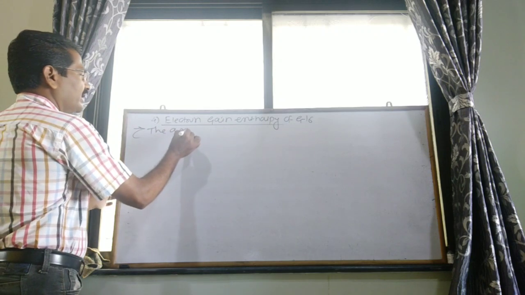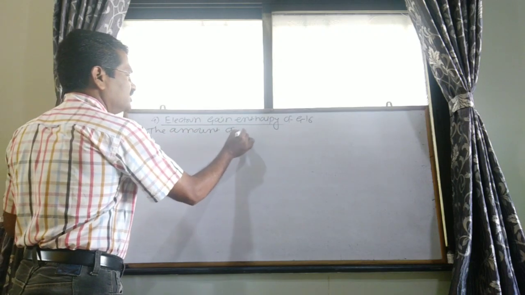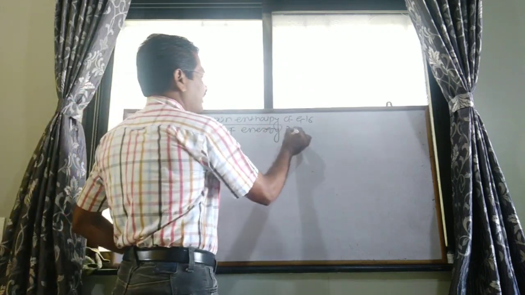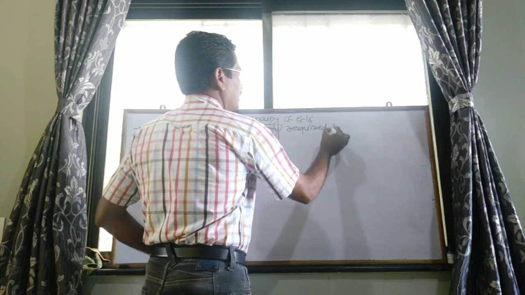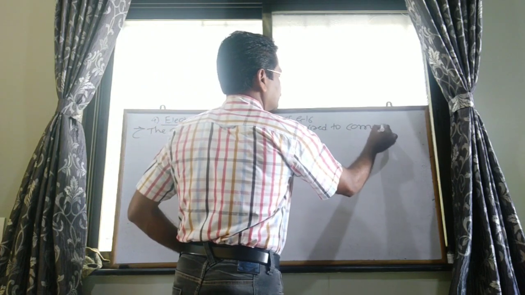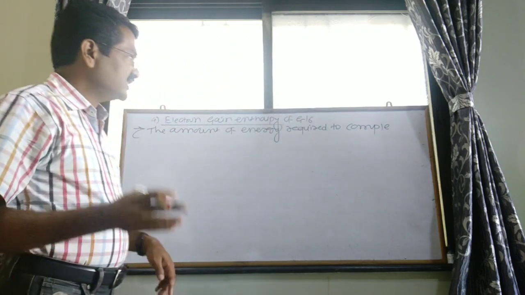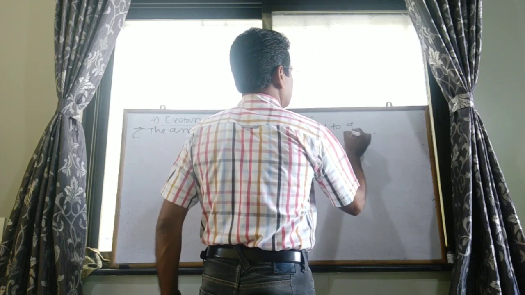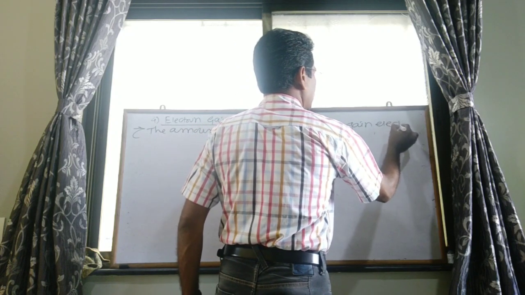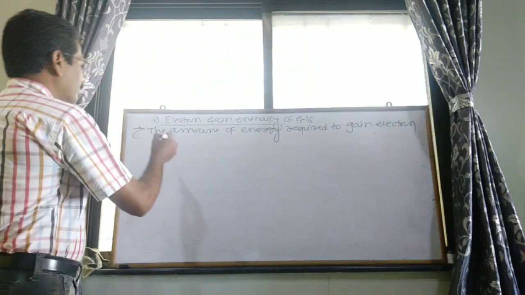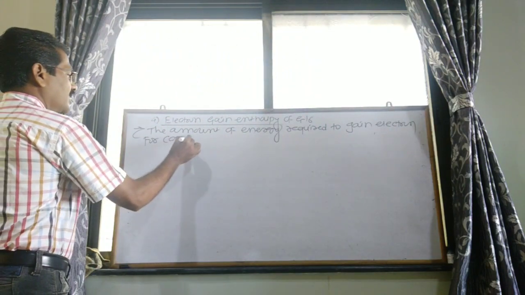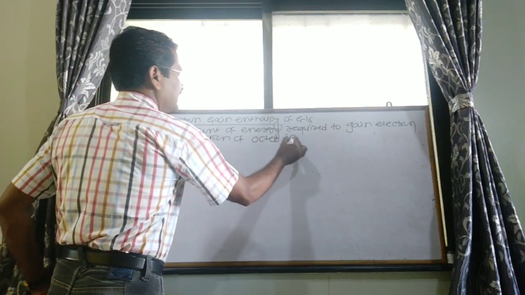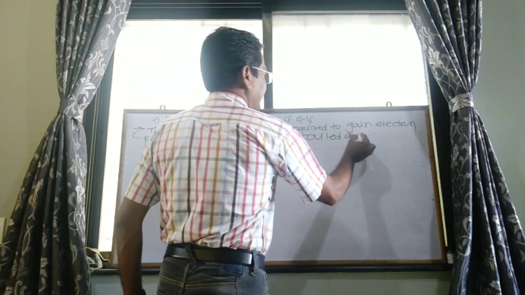The amount of energy required to gain electron for completion of octet is called electron gain enthalpy.